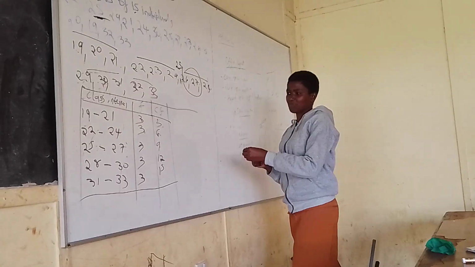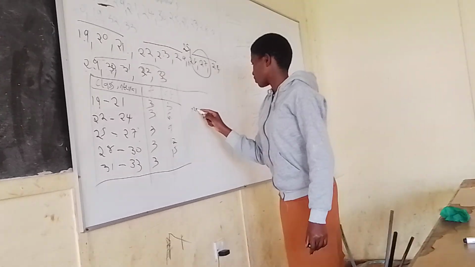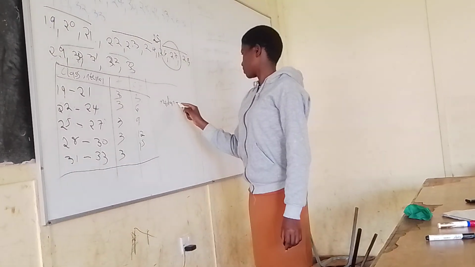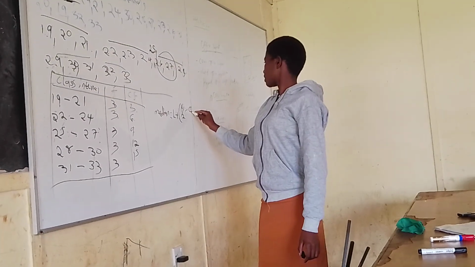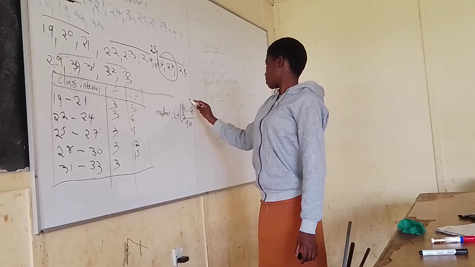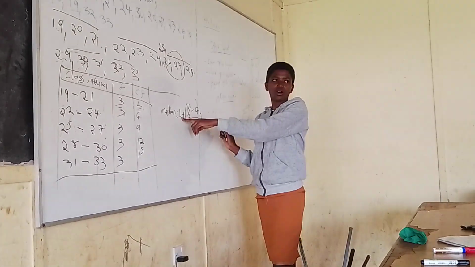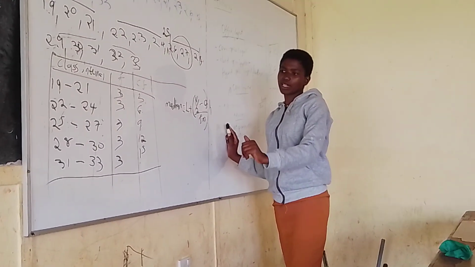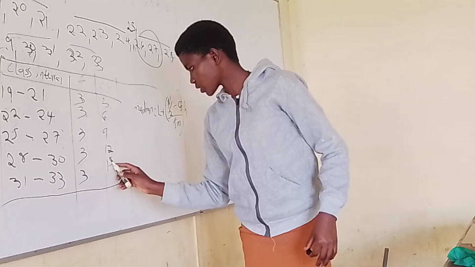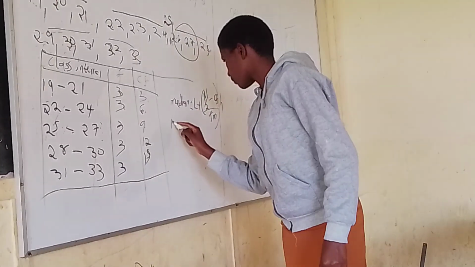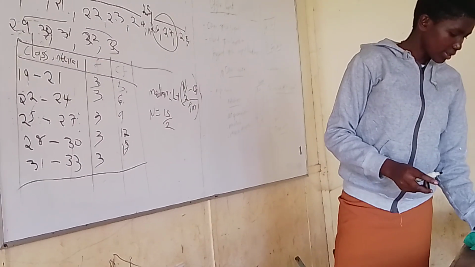So after making that table, you have to know the formula for getting the median. It is L plus N over 2 minus CF over F, times h. L is the lower class limit of the median class. So first, you have to get N. N here, in our case, is 15. When you divide by 2, you get 7.5.